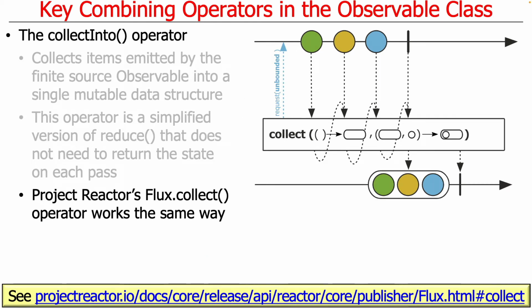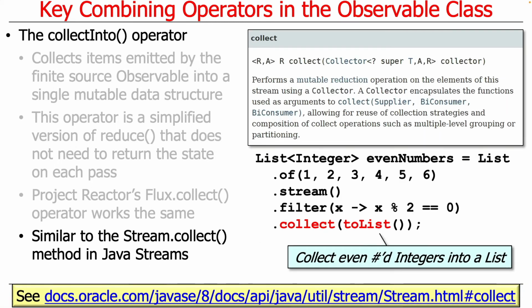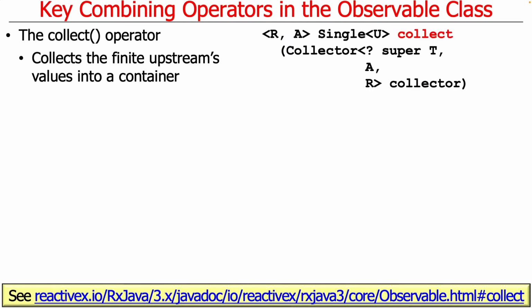Project Reactor has something called collect that works essentially the same way that collectInto does. It's just a little cleaner, and it's based on the collect framework from modern Java. And interestingly enough, there's also a flux collect list that is more narrowly focused than collect because it's only going to collect into a list. So that's very much like the collectInto method if you were to pass it a list as the accumulator. And all this stuff is very similar to Java Streams collect, where you could use a list, you can use a set, you can use a map, all kinds of things you can use there. So these are all sort of variations on a theme between the different frameworks.